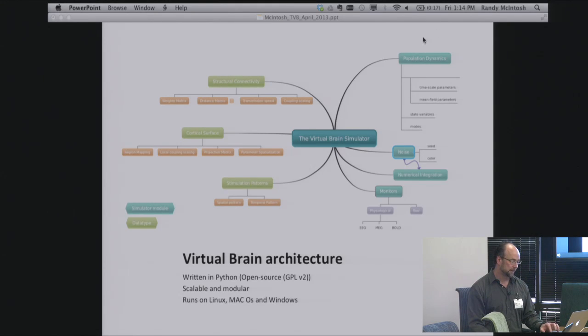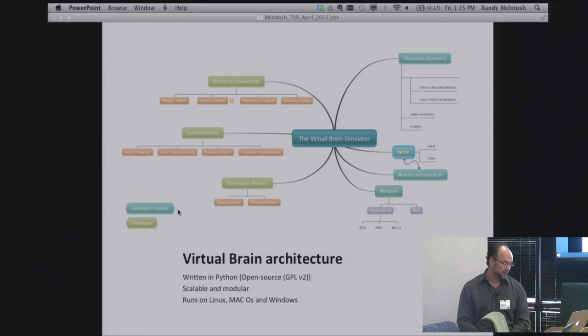So there are ways you can measure population dynamics, various forms. You can capture the structural connectivity based on the weights, the distances between nodes in the matrix, how fast the information is transferred, as well as how strong the connections are in the matrix. You have surface dynamics, the generators themselves, the integrators, what's monitored in terms of the data that's generated, EEG, MEG, and BOLD, and then stimulation parameters. All this then gets written out to either your local computer, or you can save it to another format if you'd like. It's written in Python.